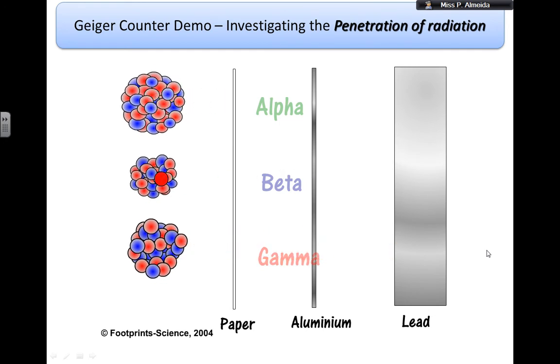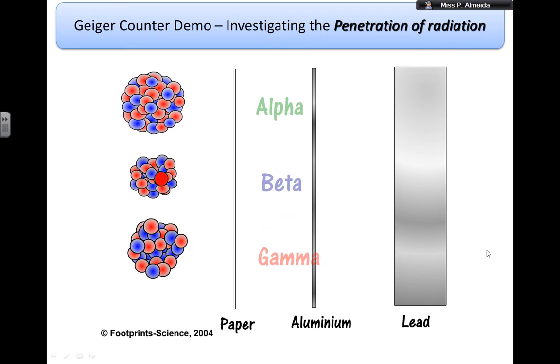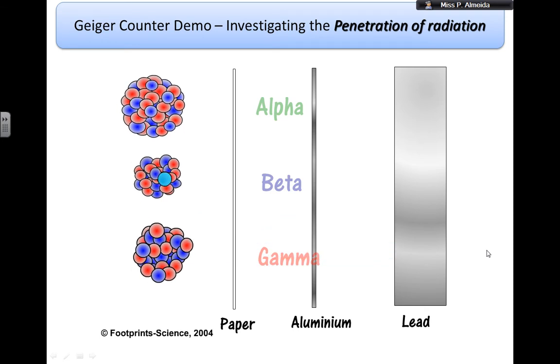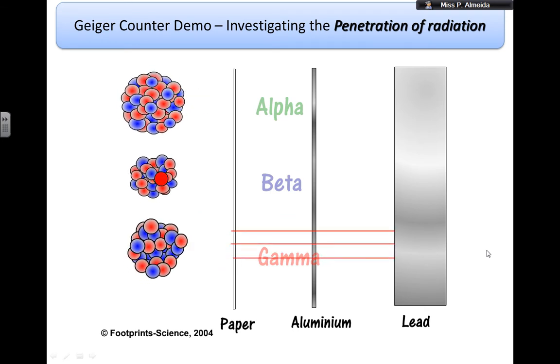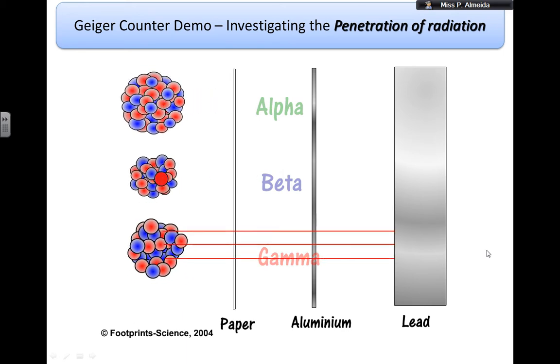It is stopped by paper, okay? Beta is a fast-moving electron, so negative charge. Beta passes through paper, but is stopped by aluminium, a thin piece of aluminium. Gamma is an electromagnetic wave, has neutral charge, so not positive or negative. It's just pure energy passing through.